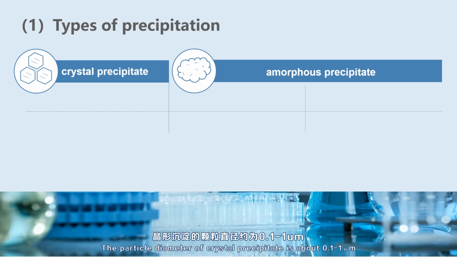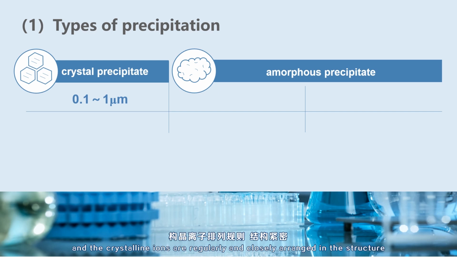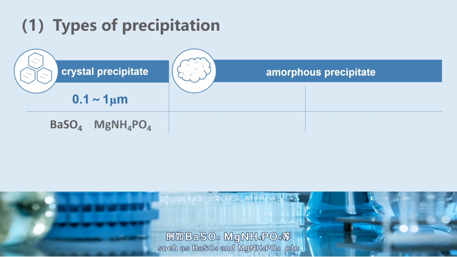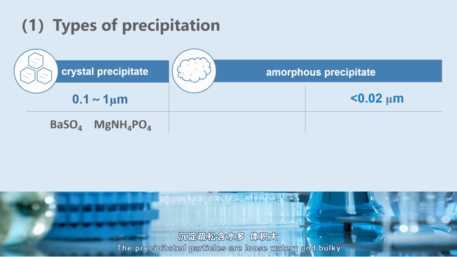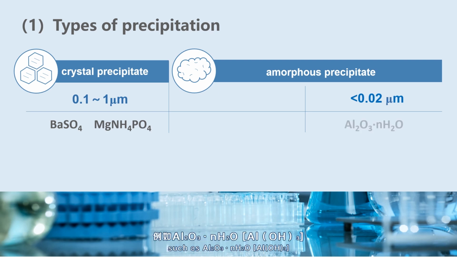The particle diameter of crystal precipitate is about 0.1 to 1 micrometer, and the crystalline ions are regularly and closely arranged in the structure, such as barium sulfate and magnesium ammonium phosphate, etc. The diameter of amorphous precipitate particle is less than 0.02 micrometer, and the precipitate particles have no regular accumulation. The precipitate particles are loose, watery, and bulky, such as aluminum oxide and water.